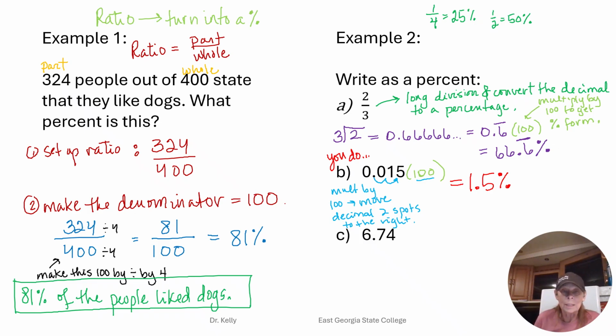We're going to go easy peasy here, multiplying it by 100 again because we're turning it into a percentage. And when we do that, we get it equal to 674%. And yes, it is absolutely okay to have a percentage that is greater than 100.